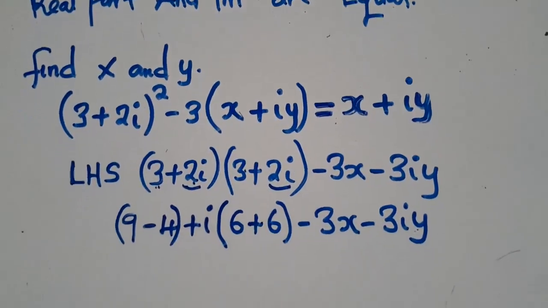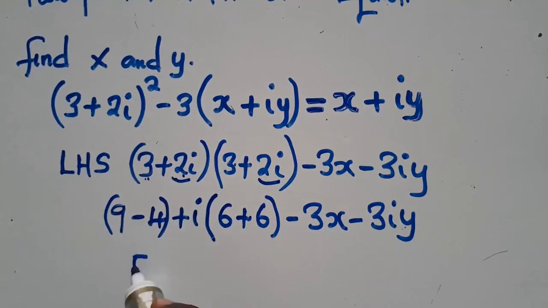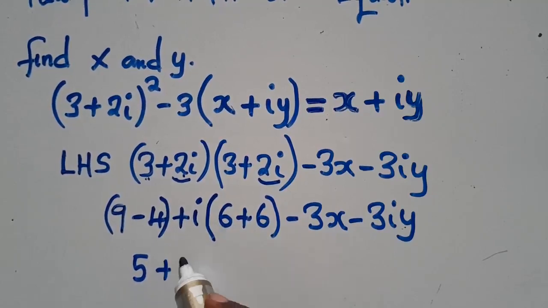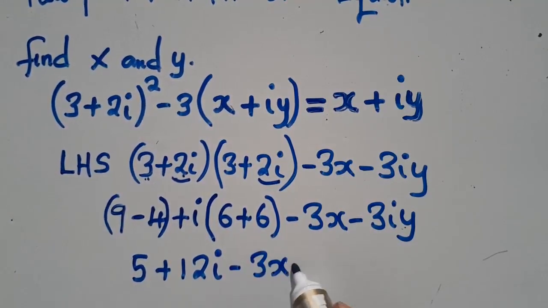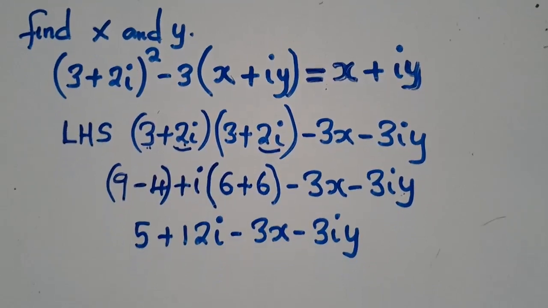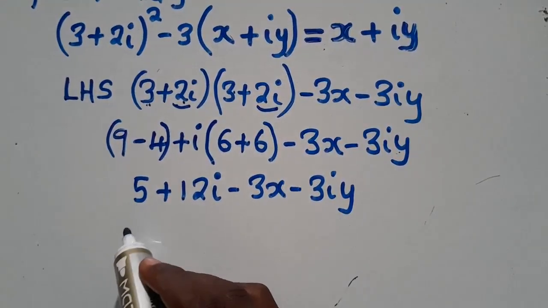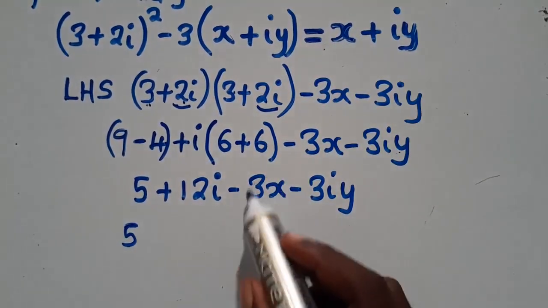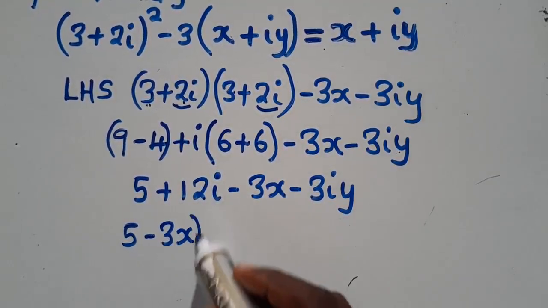So when you continue working this out, what are we going to form? Here we are going to have 5 plus 12i minus 3x minus 3iy, like this. So we group the real part and the imaginary part. The real part is this one, 5 here. I'm also having 3 there, minus what? Minus 3x. So I'm going to do this.